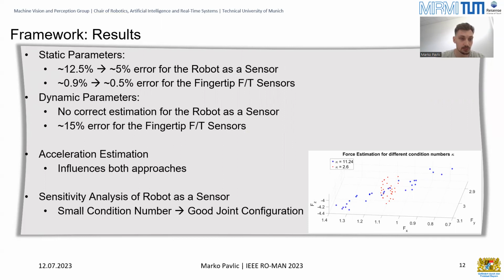First investigation showed that the acceleration estimation, which we are doing using the joint velocity measurements, influences both approaches and needs to be solved in next steps. We also looked at the sensitivity of the robot as a sensor, and we saw that good joint configurations with better results are proportional to small condition numbers of the robot Jacobian.